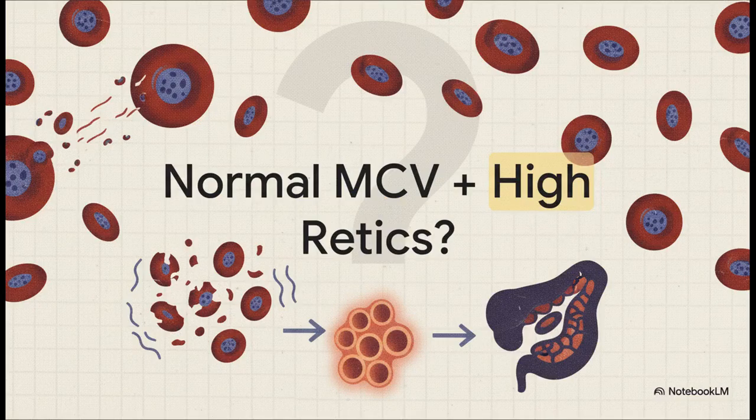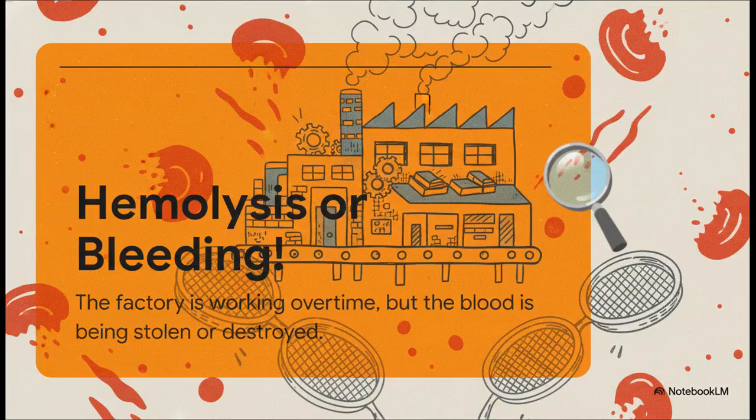Okay, now we're in that middle zone. Normocytic. MCV is normal. But you look at the reticulocyte count, and it's high. The marrow is working like crazy. This tells you instantly the problem is outside the marrow. Your top two suspects, hemolysis, where the cells are getting destroyed, or good old-fashioned acute bleeding.